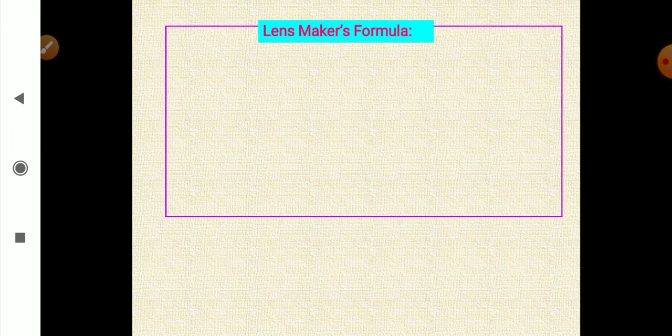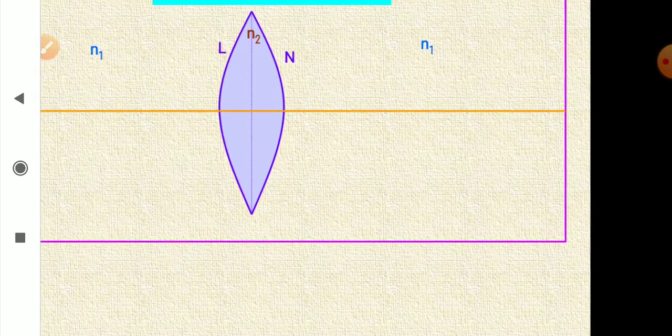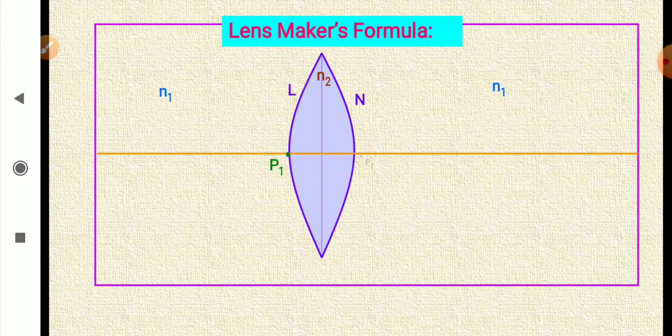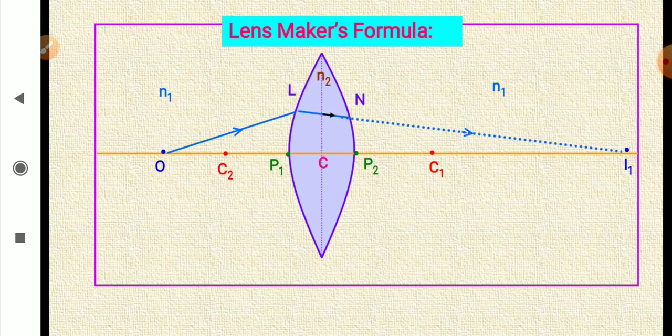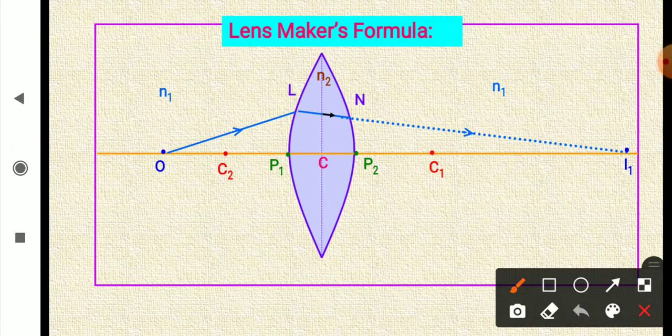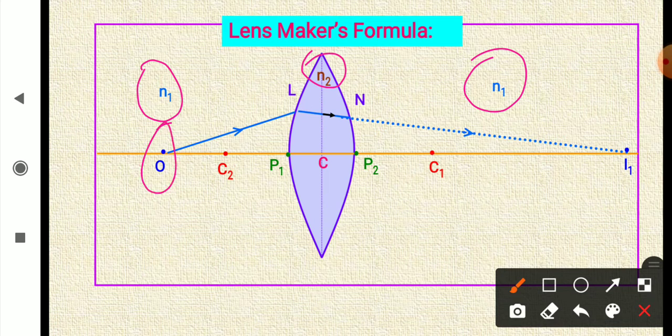Now comes lens maker's formula. Using these ideas only, we can find out lens maker's formula. So here we have a lens, and see, the medium of the lens is n2, which is denser, and it is placed in rarer medium n1. Just look at it. So the lens is denser medium n2, rarer medium here n1, and our object is placed in rarer medium. This is the first refracting surface.